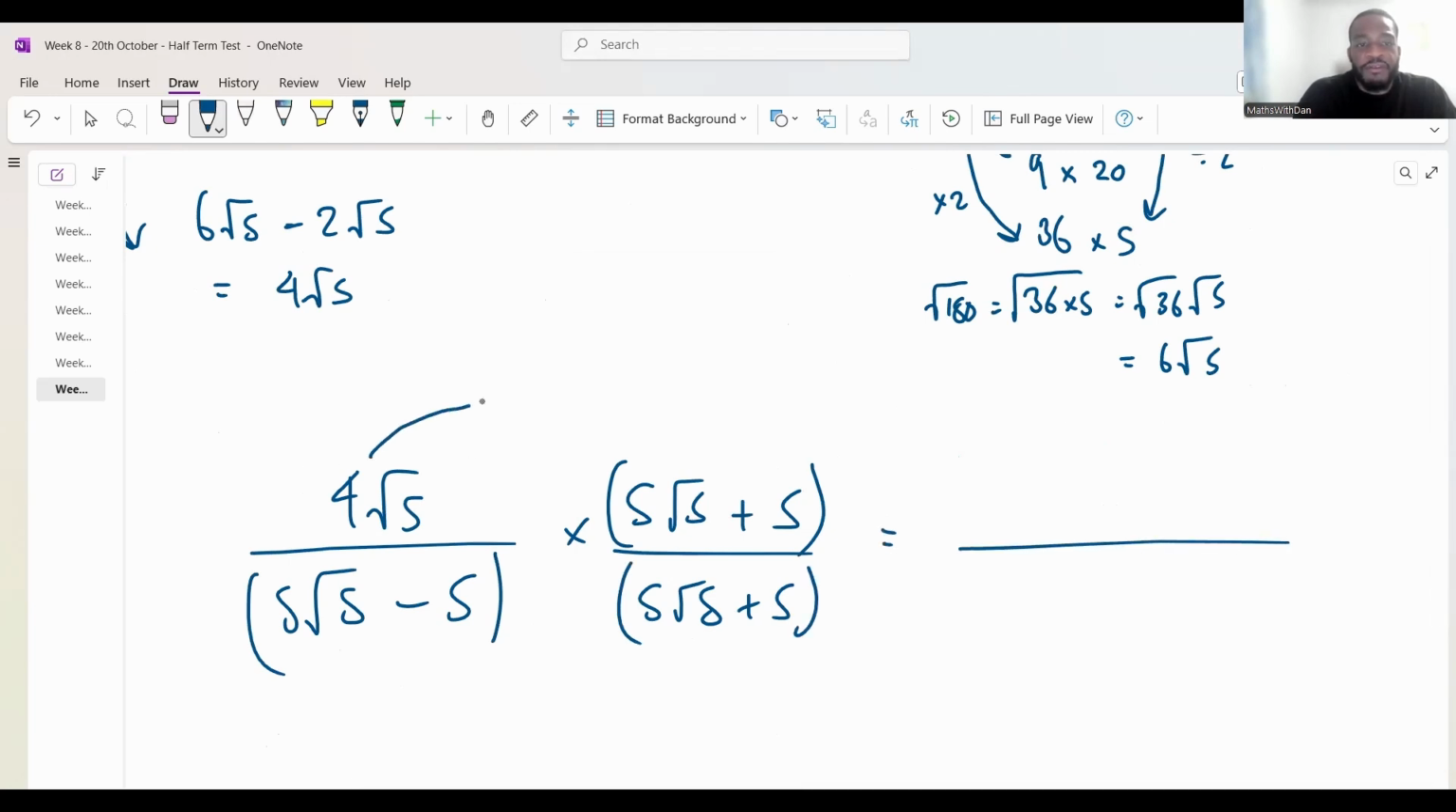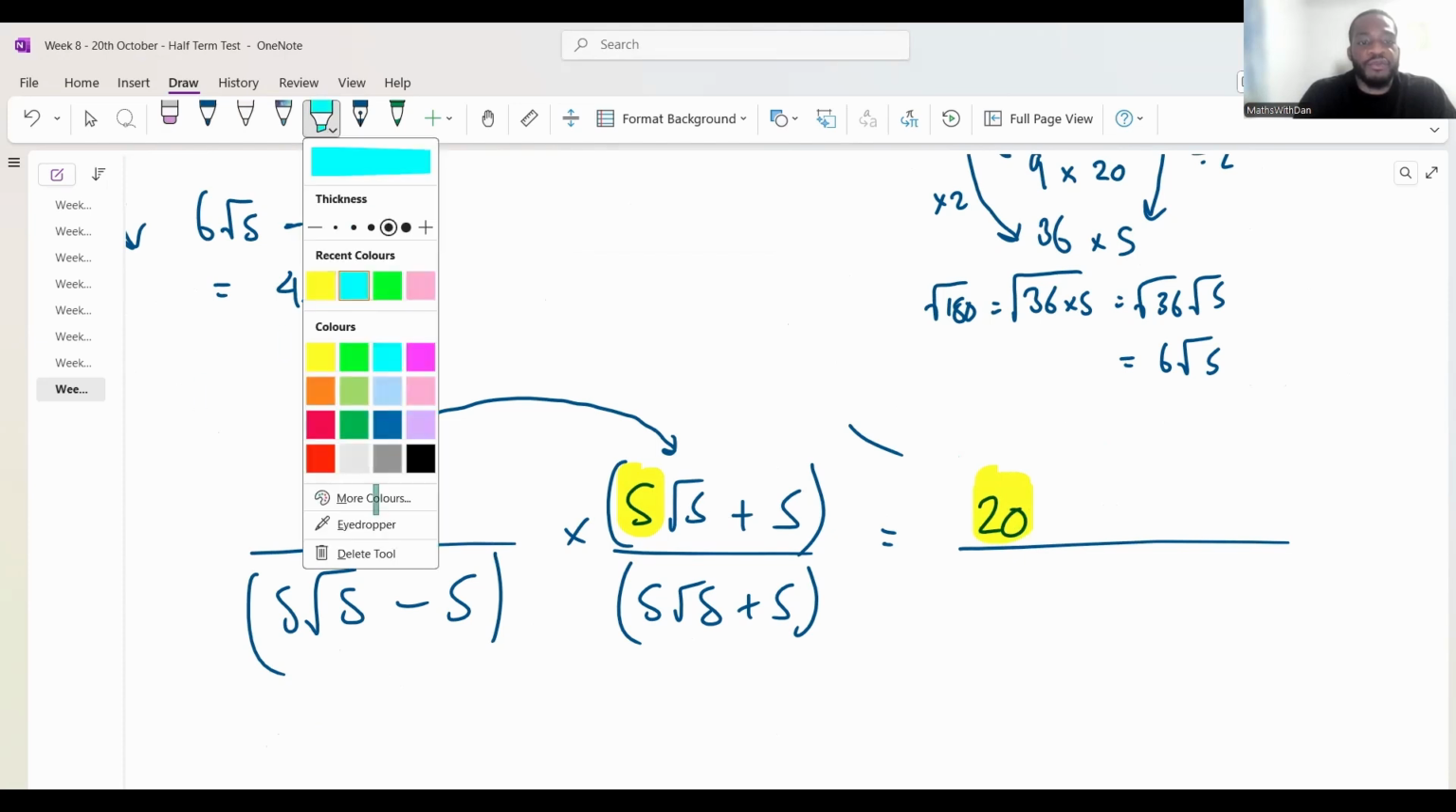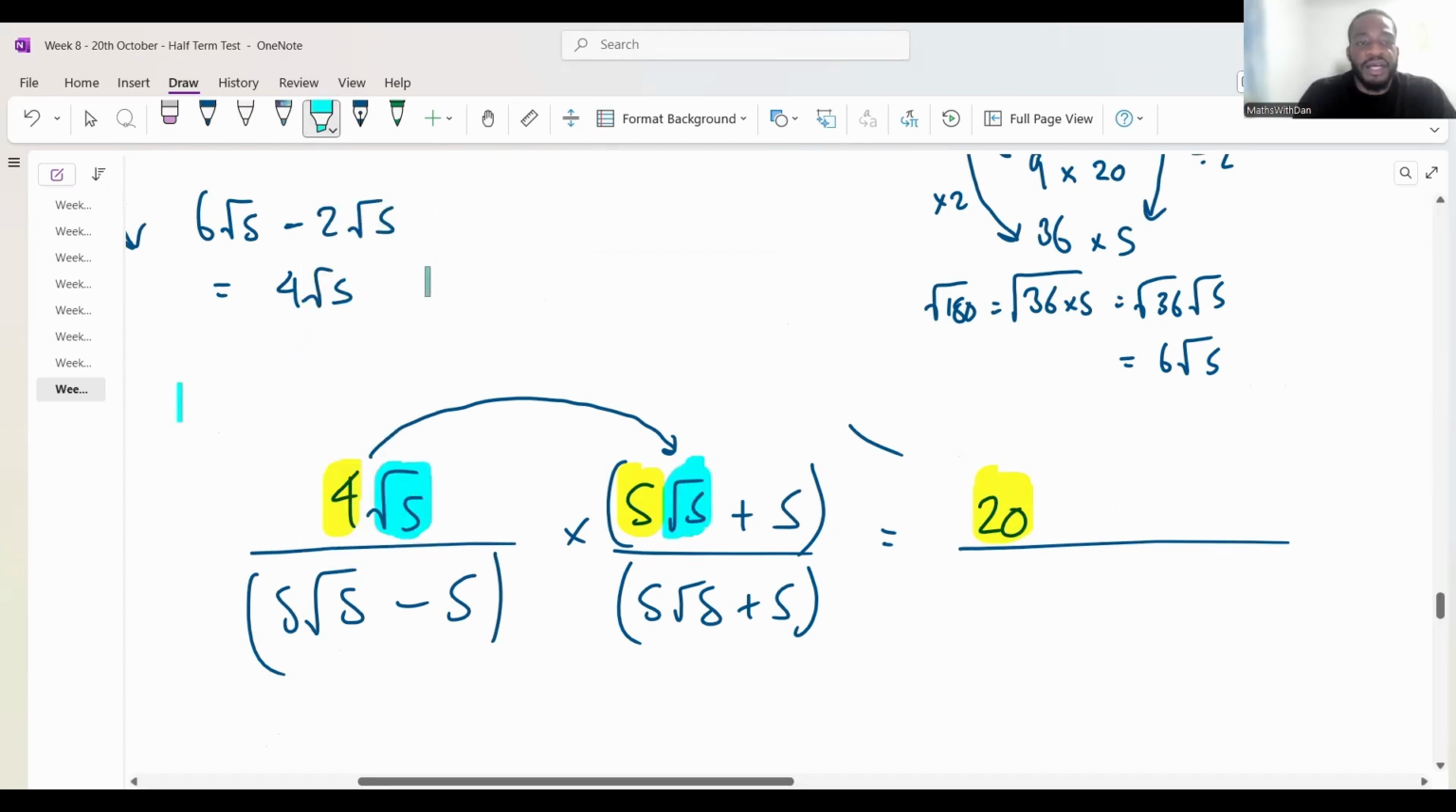So 4 root 5 times 5 root 5. Let's do the numbers first. So 4 times 5 is what, guys? That's 20. That's 20 over there. And then, guys, what is root 5 times root 5? What's root 5 times root 5 equal to, guys?